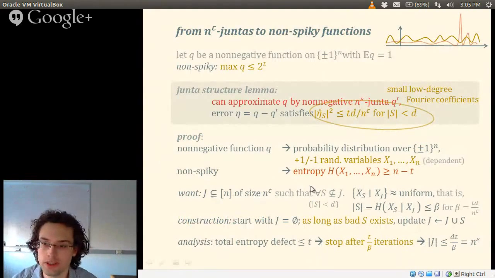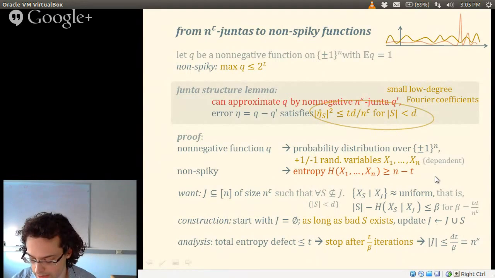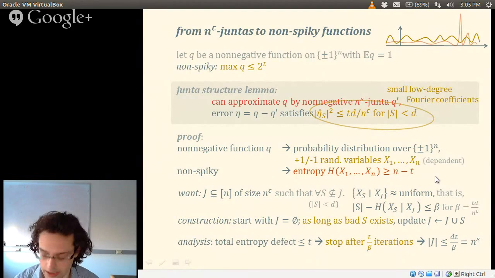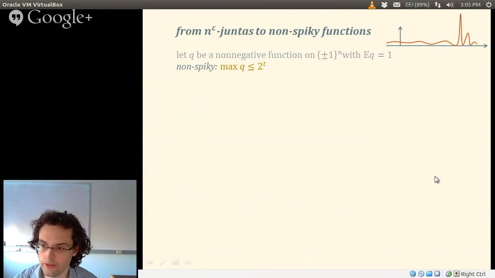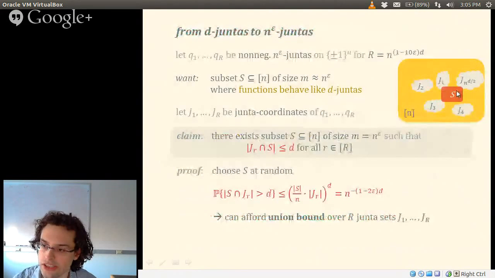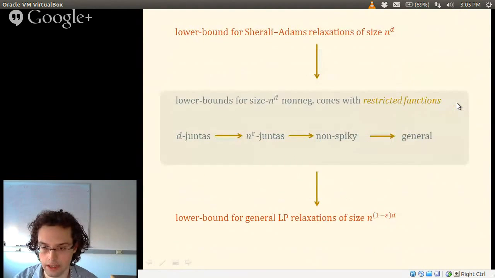that's a good point. The reason why we don't die is that, in some sense, we only care about the errors of the Fourier coefficients for the set S that we are picking out at this step. This has size m, and that means that in some sense you only have m to the d Fourier coefficients that you really care about at this step.